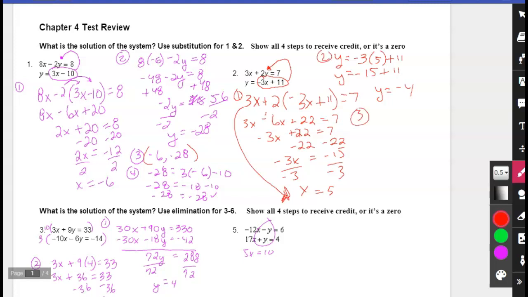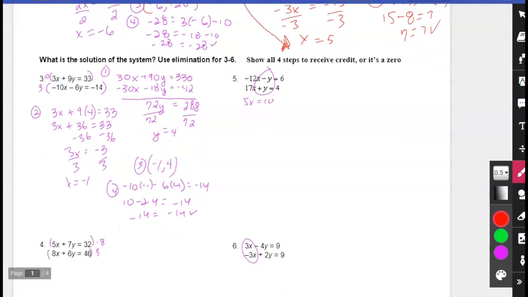Third, we write our answer, 5, negative 4. And then I check using the other equation. And so I check, and I would have 3 times 5 plus 2 times negative 4. I ran out of room there, but it should equal 7. So I have 15 minus 8, and does that equal 7? Well, yeah, it does. So we're good to go.